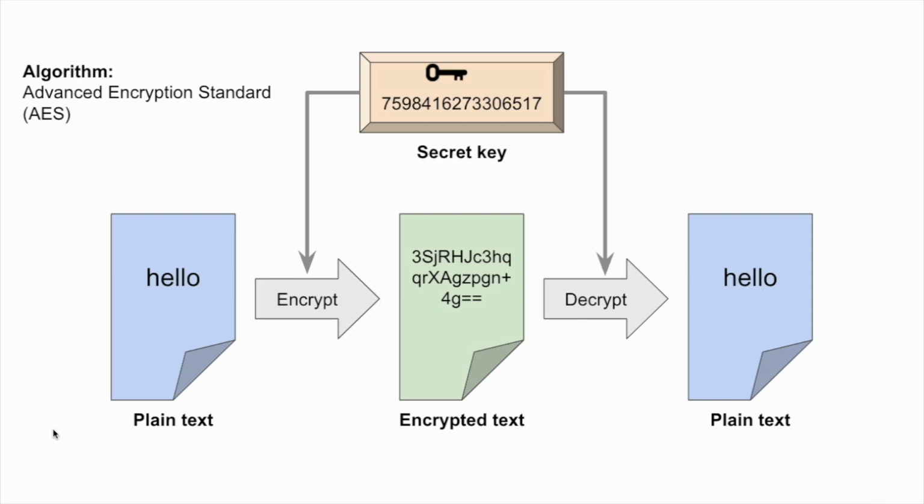As we saw in our tool example, when we provide a plain text, which is hello, and we encrypt it using this secret key, it converts this plain text into encrypted text. This encrypted text can only be understood if we decrypt it using the same exact secret key. Once we have decrypted it, it converts this encrypted text back to the original plain text, which is hello. So that explains encryption at a high level.